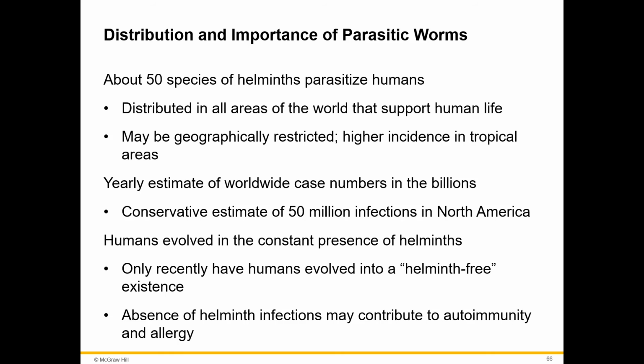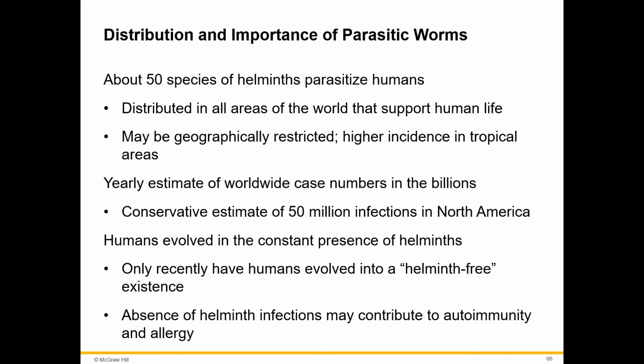About 50 species of helminths parasitize humans. They're distributed in all areas of the world that support human life, and they may be geographically restricted, and there's a higher incidence in tropical areas. The yearly estimate of worldwide case numbers is in the billions. A conservative estimate is 50 million infections in North America. Sometimes people get these infections and don't have any symptoms and end up passing them on. Other people will be asymptomatic carriers for a long period of time before developing symptoms.